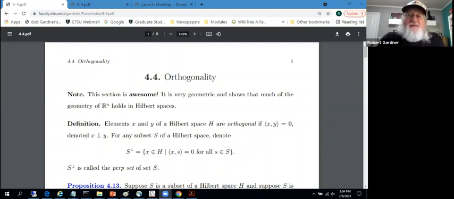Welcome to section 4.4, orthogonality. I'll try to share my enthusiasm with you about this stuff. I've declared this section simply awesome.